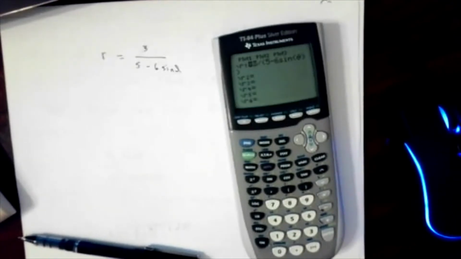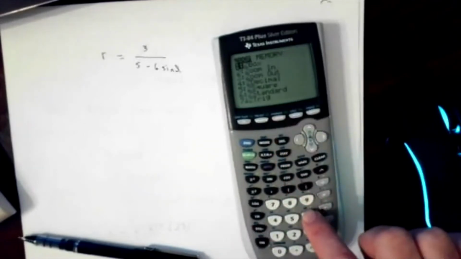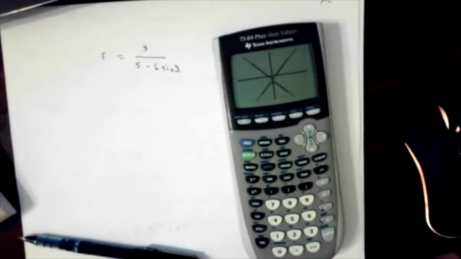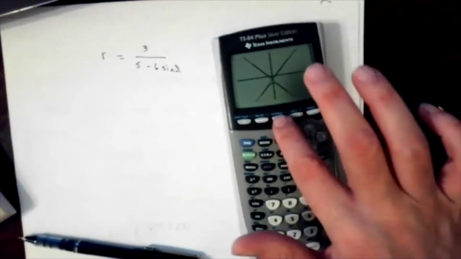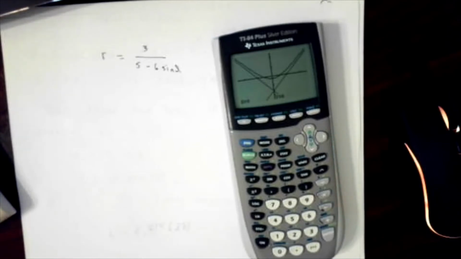I want to look at r equals 3 over 5 minus 6 times sine theta. I'll put this on the standard viewing window. And it kind of looks like something we've seen before. This looks like a hyperbola, but if I do the zoom in thing, the center is not at the origin. It's been shifted downwards.